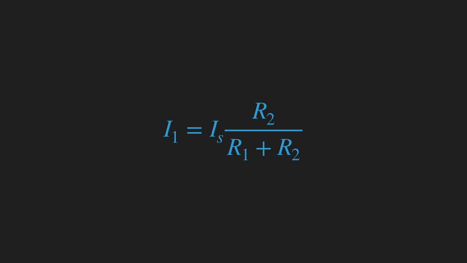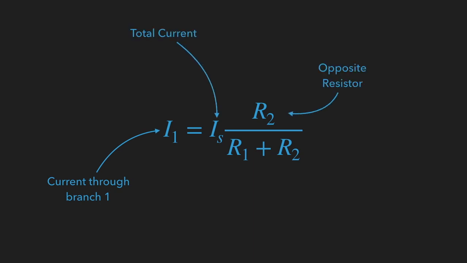In this equation, to find the current of branch 1, you use the total current, which is normally supplied when you would use this equation, times the opposite resistor of the branch you want to find, over the sum of the resistances. Notice this is not resistance total, it is just R1 plus R2, which will be a different value. This is why this equation is generally better to use, because you don't need to find the total resistance.